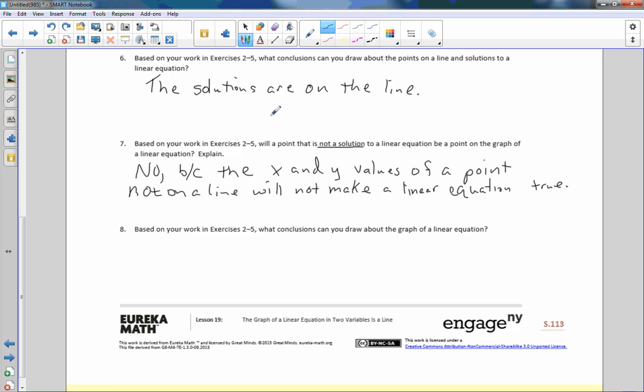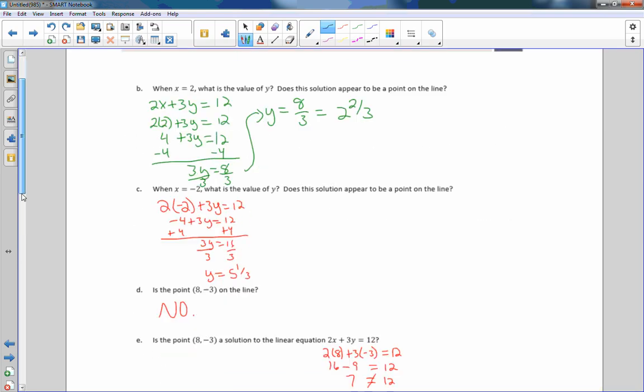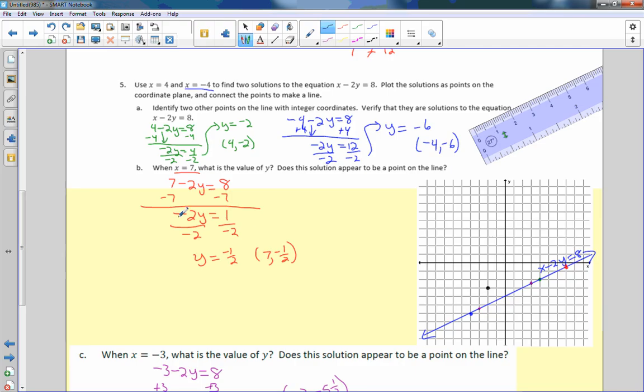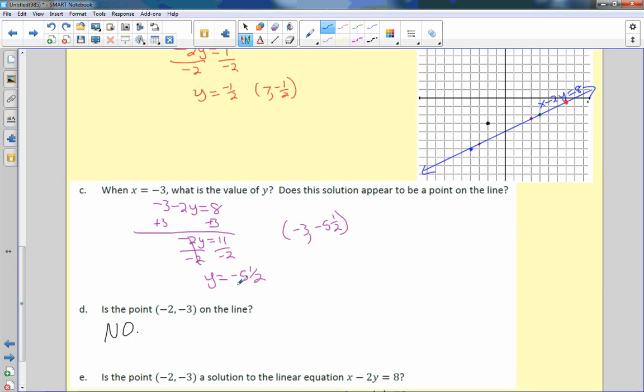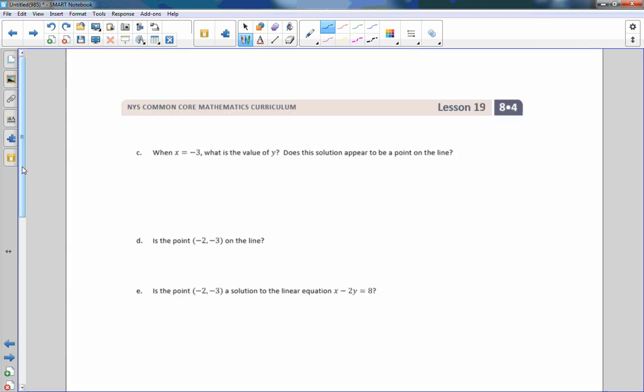Okay, the linear equation will not be true. So when we check it, like we did back here, when it does not check, where was that? Right here. When that's not true, it is not going to land on the line.